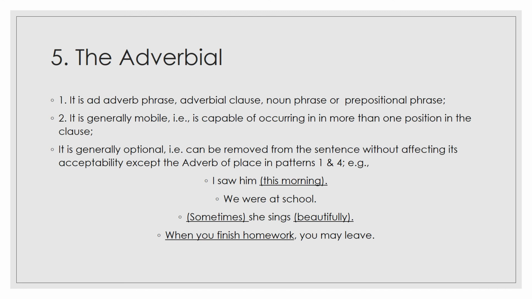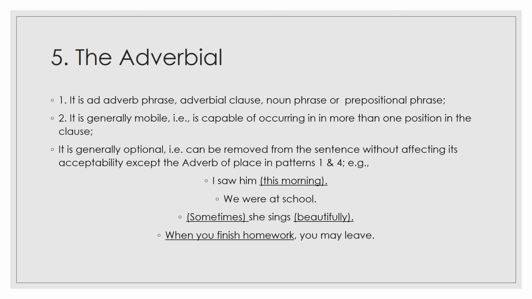Sentence number 3: sometimes she sings beautifully. We have here two adverbials, sometimes and beautifully, and you see they are put between two brackets to say that they are optional, which means they can be deleted. I can say the sentence only with the subject and the verb, she sings, or she sings beautifully, or sometimes she sings, with one of them only. It is not necessary that I use both of them.